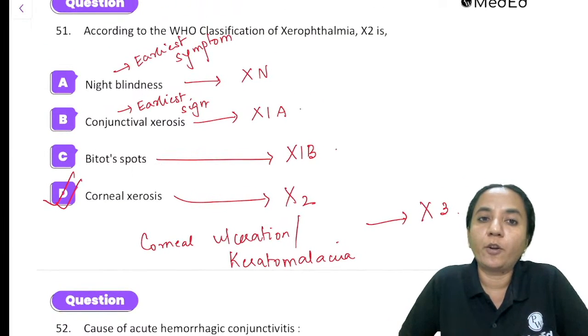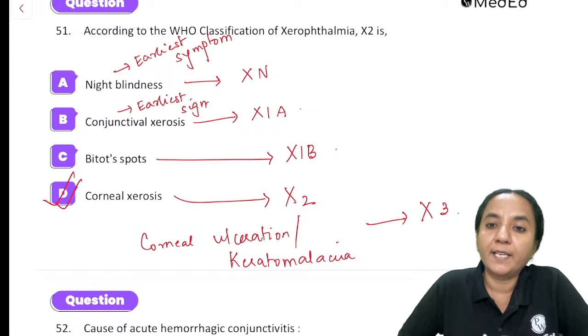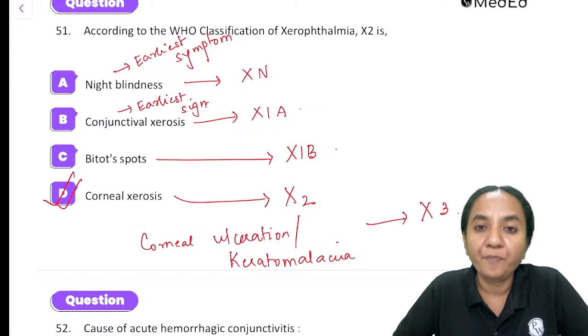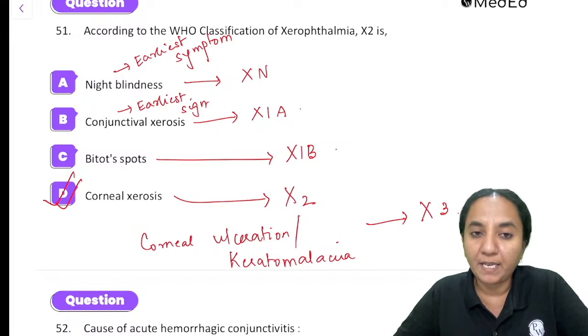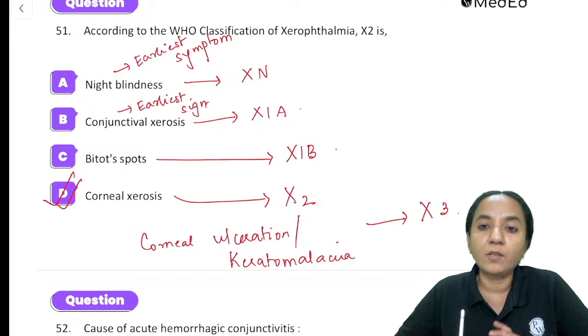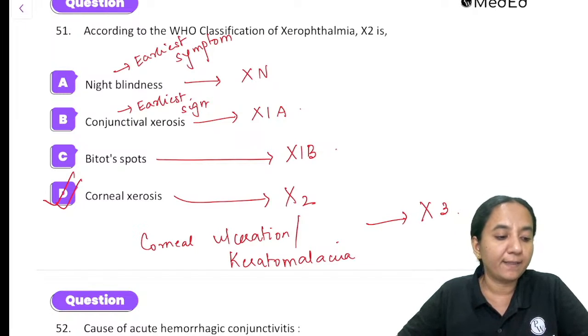So earliest symptom of xerophthalmia is night blindness, XN. Earliest sign is conjunctival xerosis, X1A. Most definite sign is Bitot spot, that is X1B. And corneal xerosis or dryness is X2. And corneal ulceration or keratomalacia is X3.